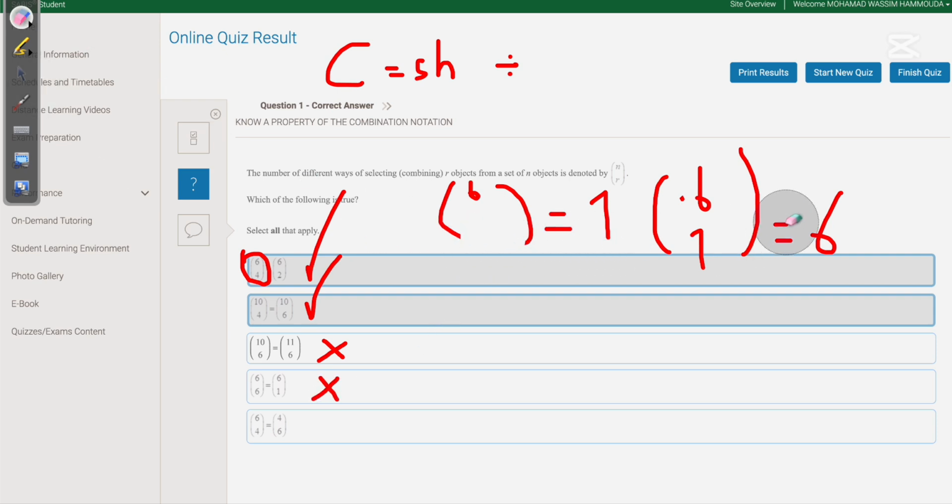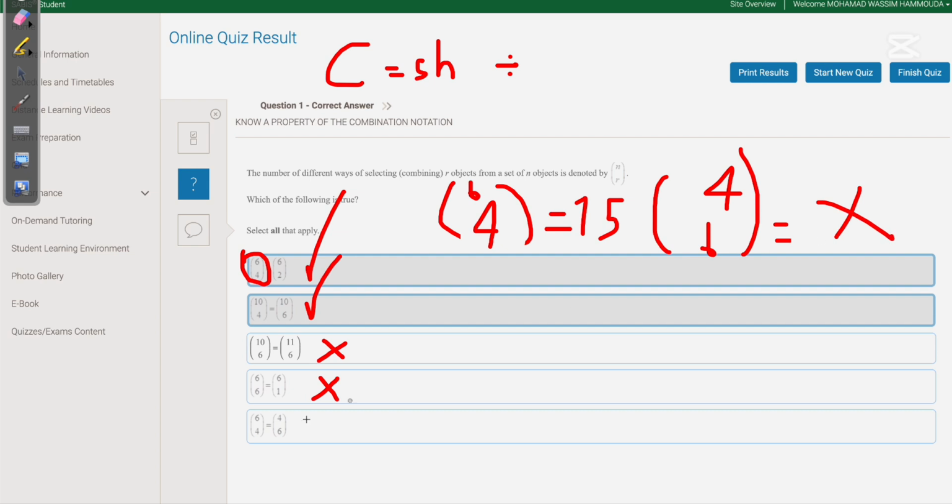Then now 6C4 and 4C6. 6C4 is equal to 15, while 4C6 has a math error, so this is incorrect as well. So it's only 6C4 is equal to 6C2 and 10C4 is equal to 10C6.